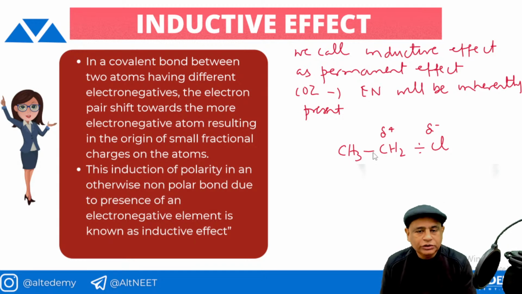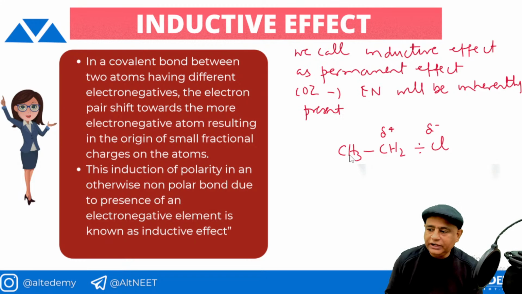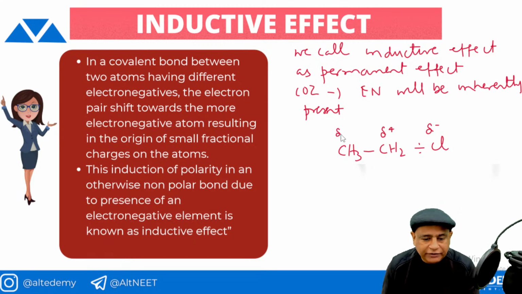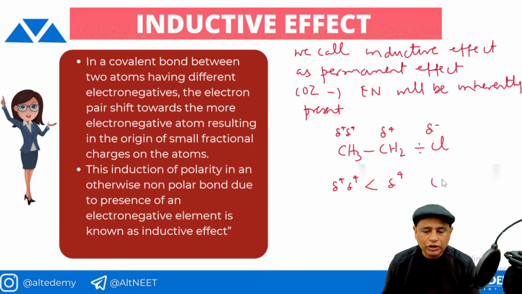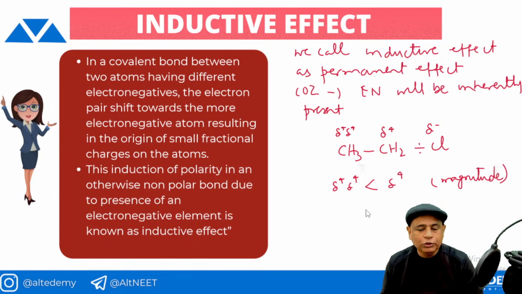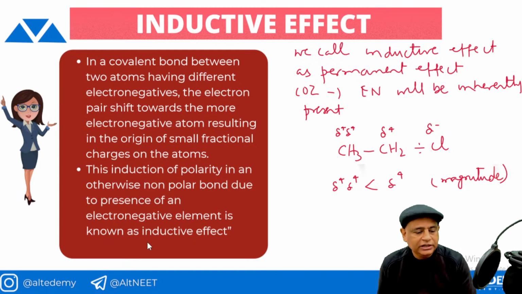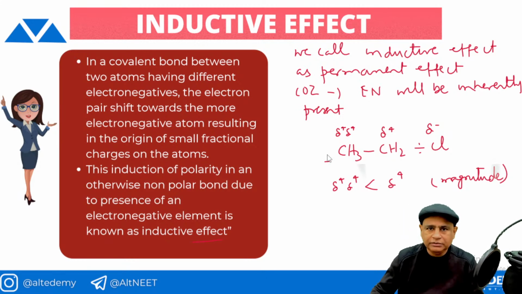And as we have told you, with distance it gradually diminishes because it's a field effect. So it will have an even smaller positive charge. You should understand this is smaller than this. Magnitude wise, this is smaller. It should not create the confusion that just because there are two delta plus, that will be more. No, no, no. Magnitude wise, this delta plus is less than that delta plus, right? This induction of polarity in an otherwise non-polar bond due to the presence of an electronegative element is known as inductive effect. I hope some kind of introduction you must have understood.